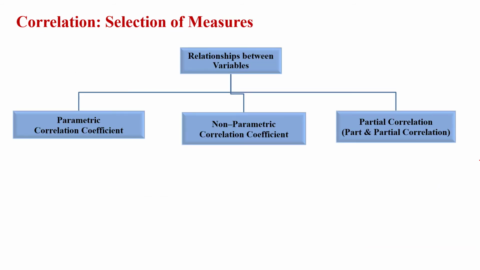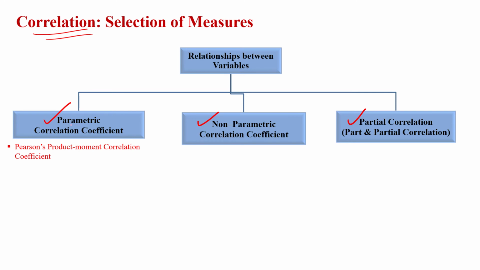Now, the question is, under what circumstances can we pick what kind of correlation technique to apply. As we know, correlation is basically quantifying the relationship between two variables. Whether we are going to apply the parametric correlation coefficient technique while quantifying the relationship between the two variables, or the non-parametric technique, or the partial correlation coefficient. So let's first discuss the parametric technique.